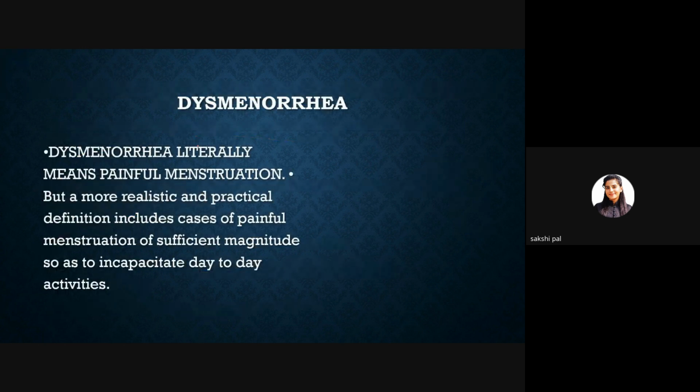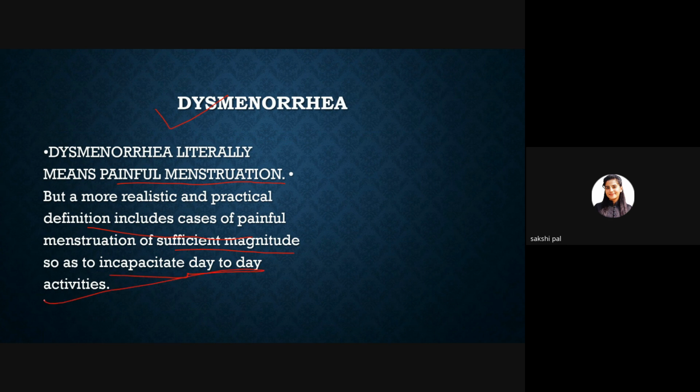Okay, we'll see. Now we'll go for dysmenorrhea. What is dysmenorrhea? Dysmenorrhea means painful menstruation. Whenever a female has a menstrual cycle or periods, when it is painful, it will not always be diagnosed as dysmenorrhea, but certain symptoms can lead to dysmenorrhea. But a more realistic and practical definition includes the cases of painful menstruation where the pain or its quantity is of sufficient magnitude that it hinders the female's day-to-day life activities. Therefore it is written incapacitative day-to-day activities.